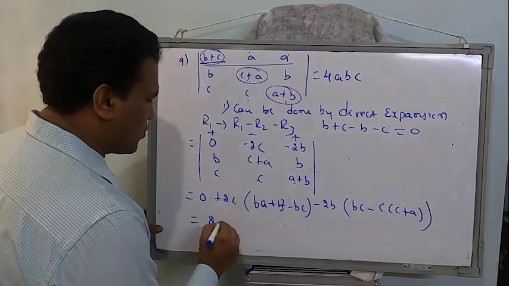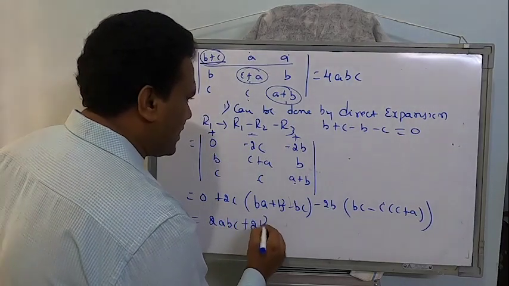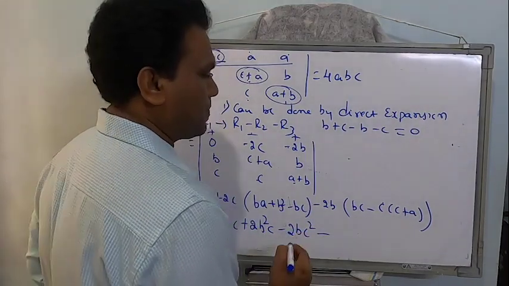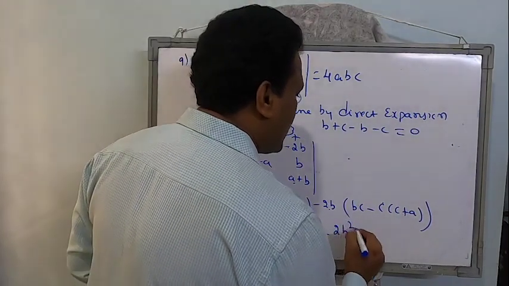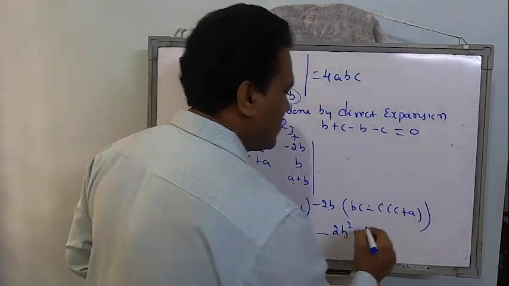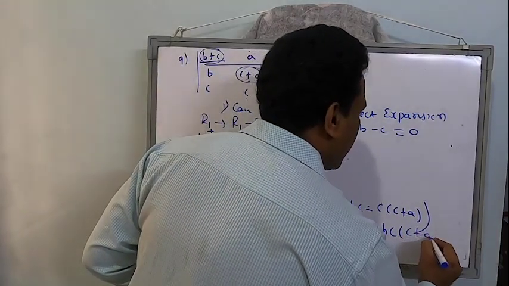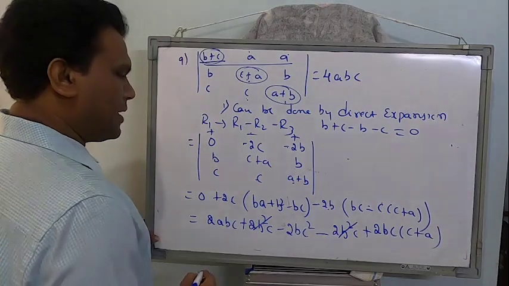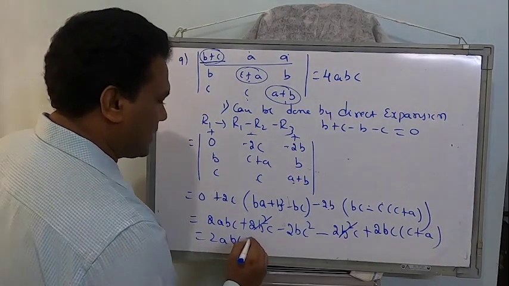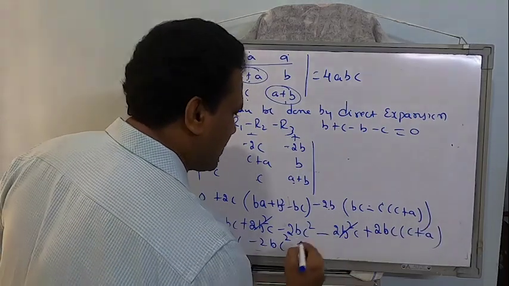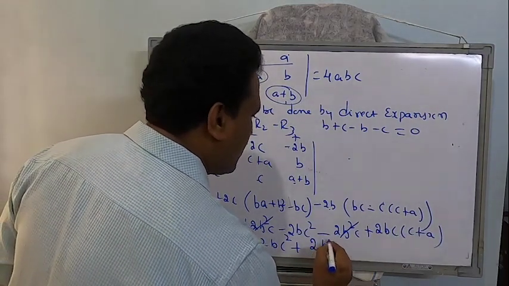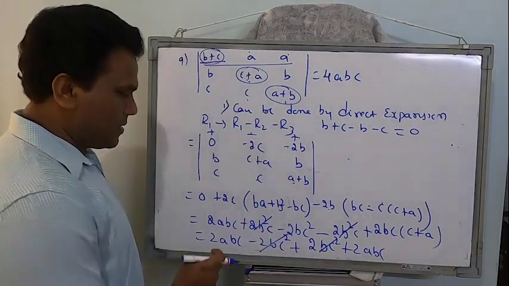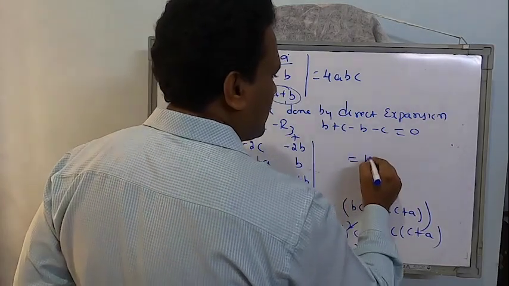So if I multiply the first two, 2abc plus 2b square c minus, if I multiply these two, 2bc square. Minus 2b will be multiplied, minus 2b square c, minus into minus will be plus 2bc multiplied by c plus c. Correct. So let's expand further and you notice these two elements already get cancelled. So 2abc minus 2bc square, multiply these two, plus 2bc square plus 2abc. These two elements get cancelled. 2abc plus 2abc.